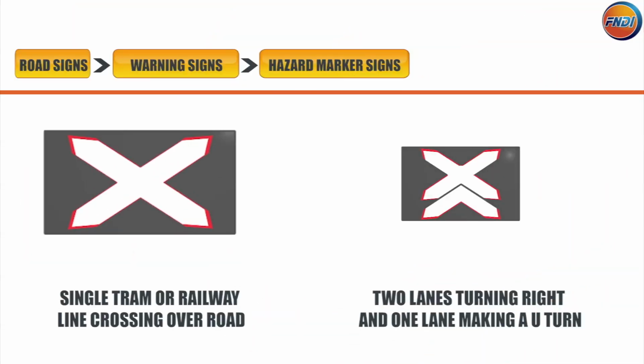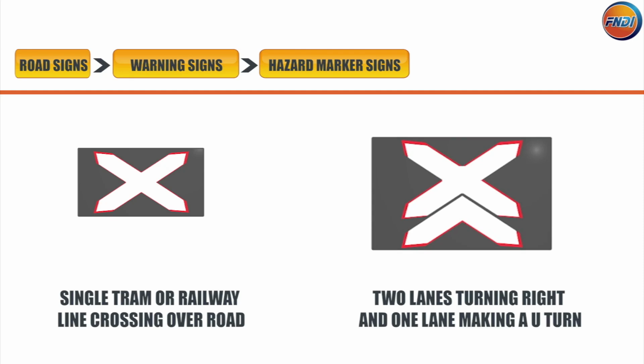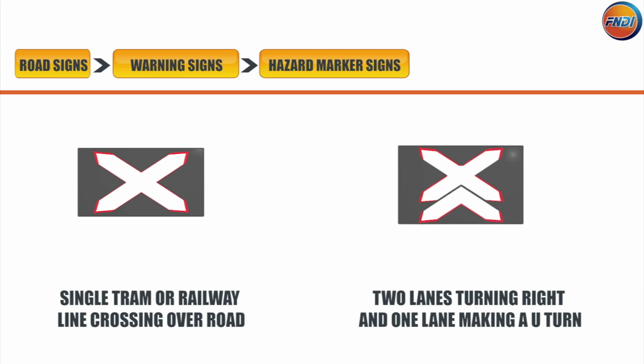Single tram or railway line crossing over road. This sign alerts that a single tram or railway line is crossing over the road. Motorists must be careful while crossing the tram track. Two or more tram or railway lines crossing. This sign alerts that two or more tram lines are crossing over the road.